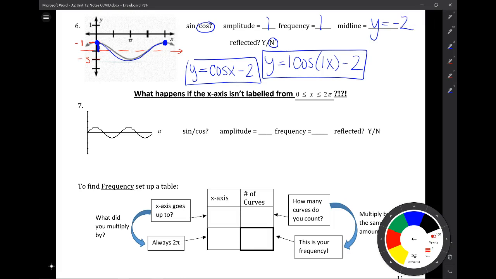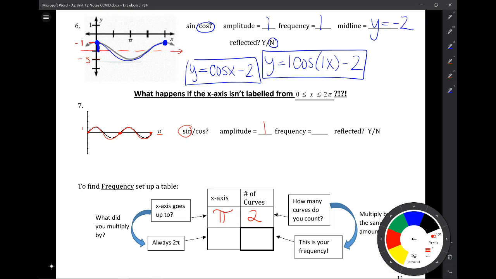The next example, I hope at this point you all agree that it's showing a sine curve. However, it's only going until pi. The amplitude is easy to figure out. That goes up to 1. But the frequency might not be as straightforward as before. I noticed that there are 2 curves by the time I get to pi. All right, so by the time I got to pi, there were 2 curves.